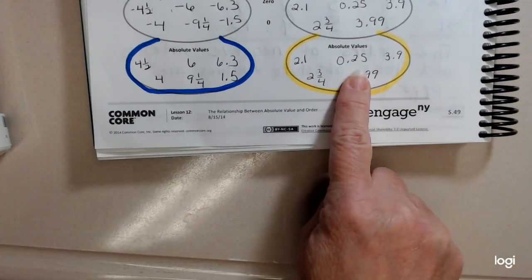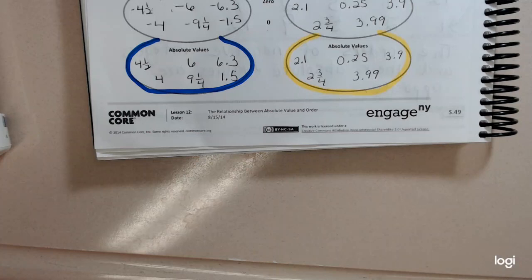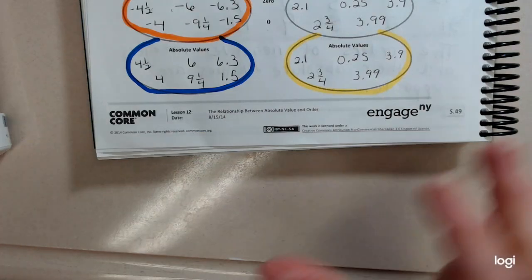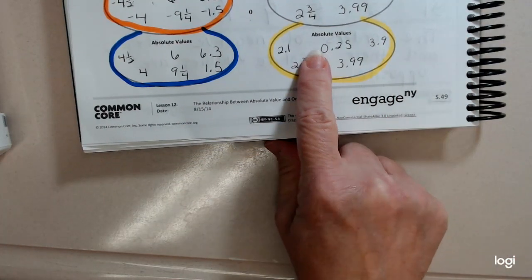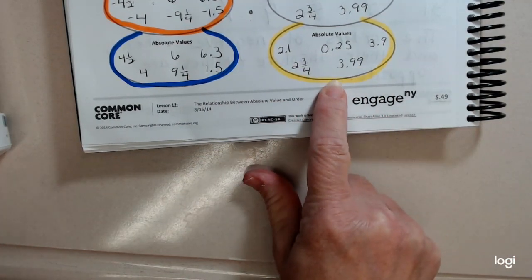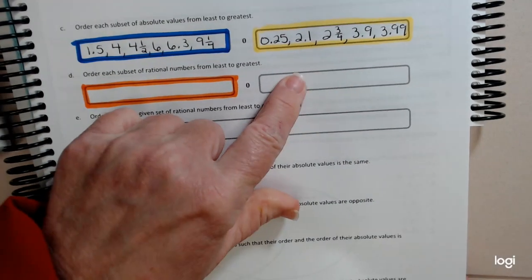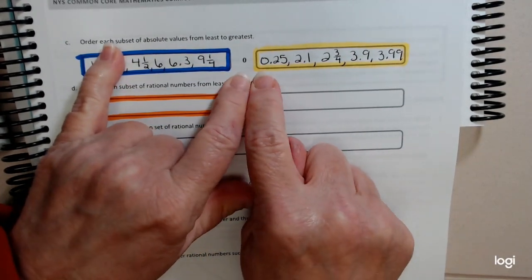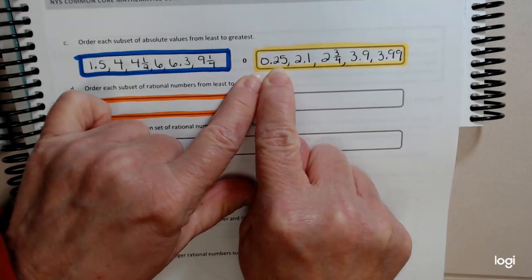Okay, here are the values, so you don't have to keep flipping your book back and forth, and put those in order from least to greatest. Pause your video so you have time to do that. Okay, so let's look to see how you did with the absolute values, or their positive numbers, in order from least to greatest. Your smallest number should have been 25 hundredths.